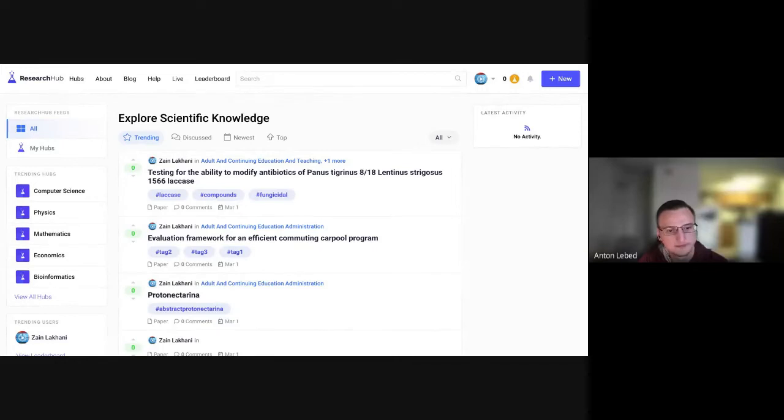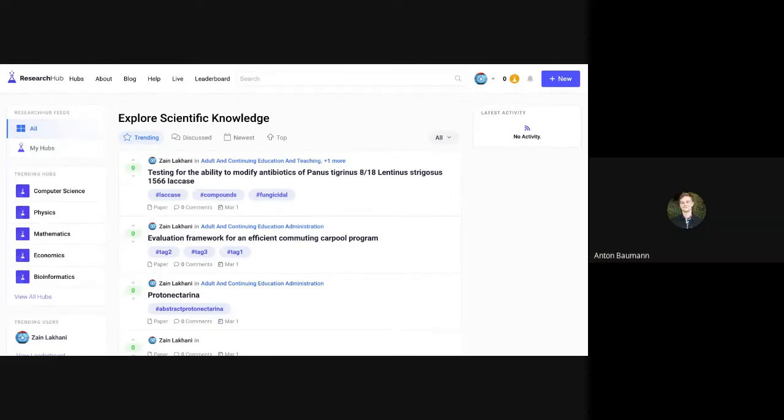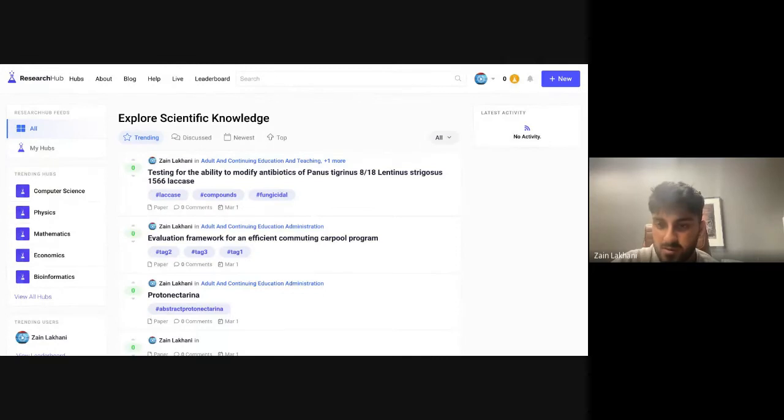Anton? Yeah, I think it definitely makes sense to filter tags within the respective hub. Otherwise, there's probably some overlap between technical terms or something. Right. Okay, that makes sense.